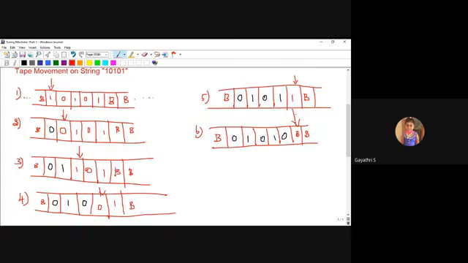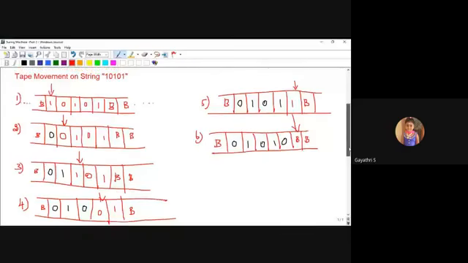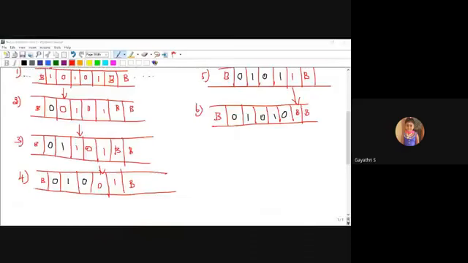Then the tape head points to the next symbol, which is the blank symbol. Once you reach the blank symbol, this is the termination point. Your Turing machine halts while processing the string 10101. So this is the logic, a very simple logic. Sound clear or not?